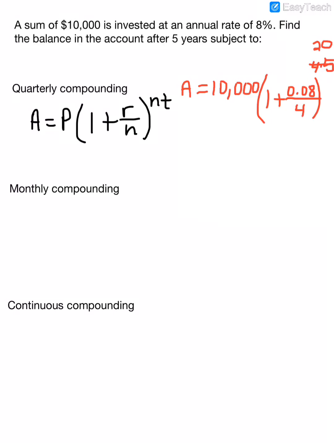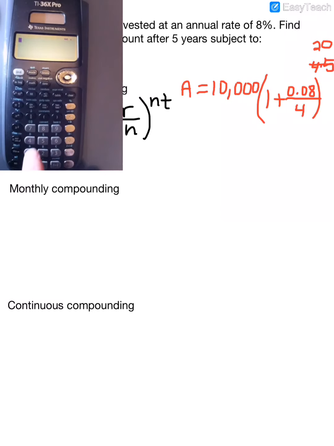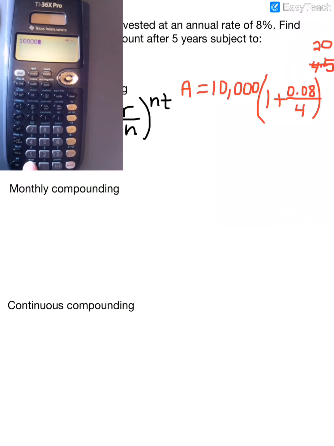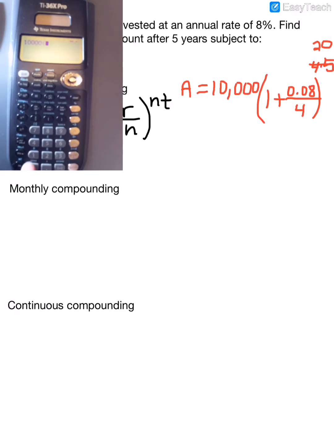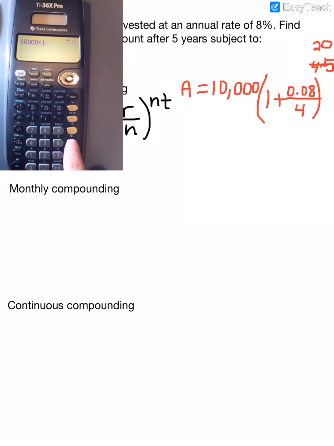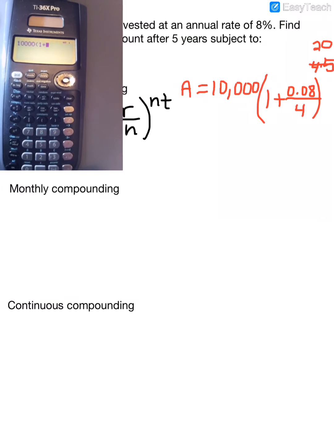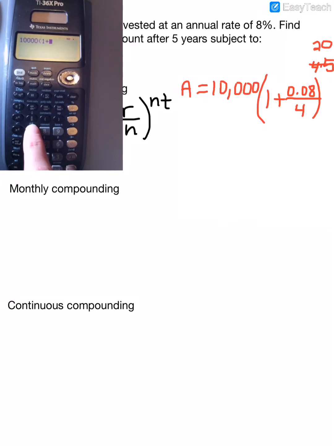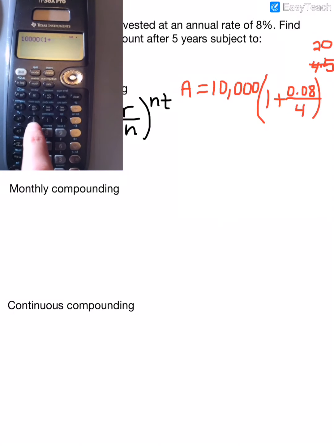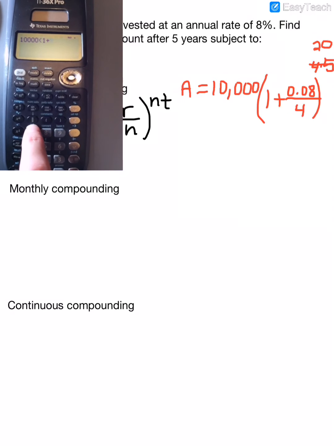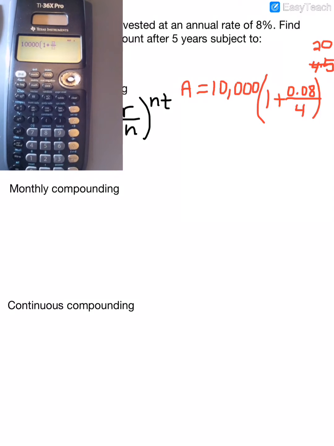Okay, so let's put that in the calculator. We're starting with $10,000, and then we open our parentheses, and it's 1 plus a fraction: 8 hundredths divided by 4. There's a key on this TI-36 XPro where we can put in a fraction. This right here that looks like a fraction with the little squares, we press that button, and that puts us in the numerator of our fraction.